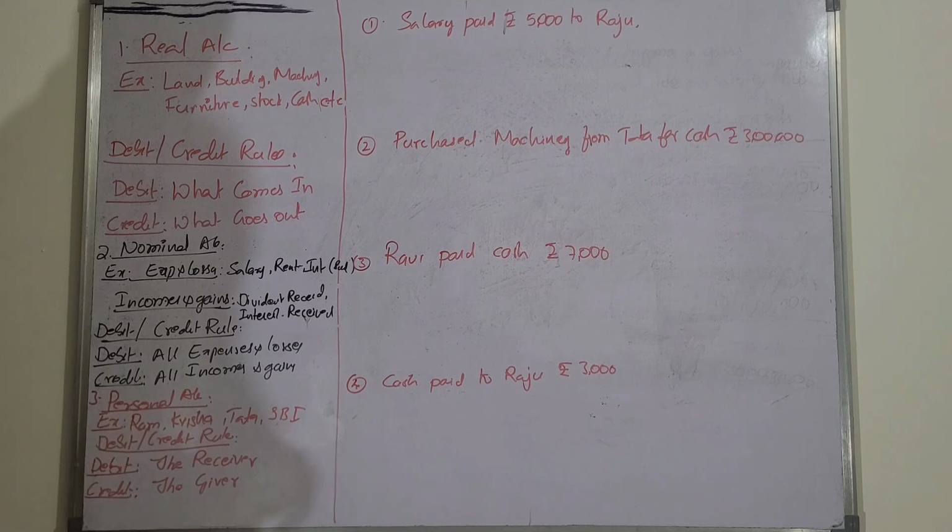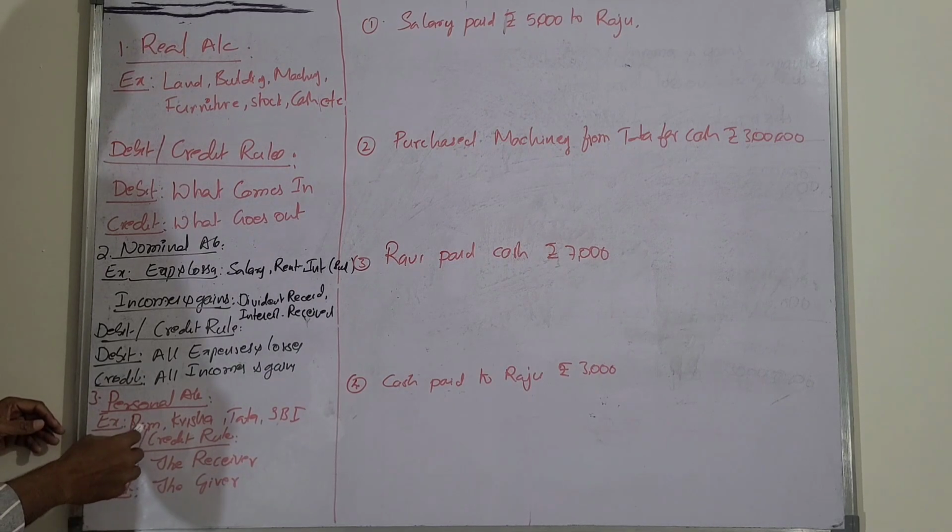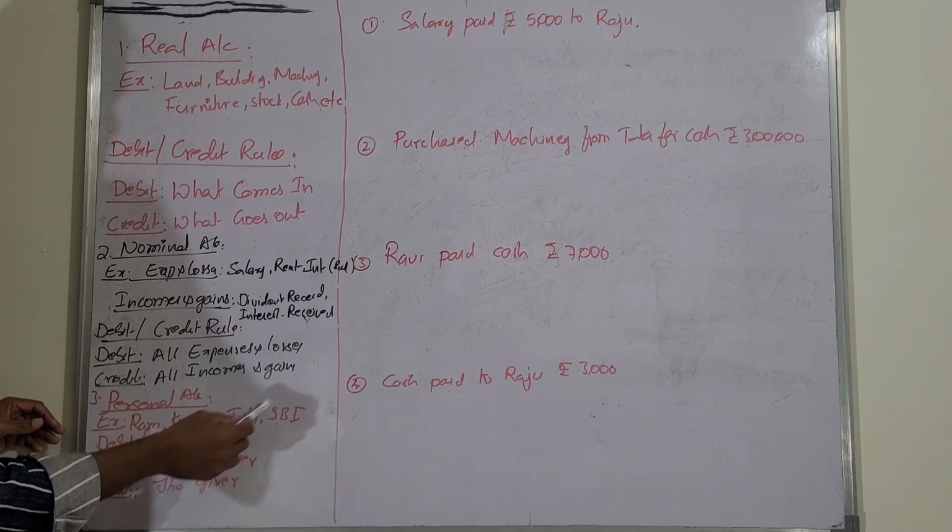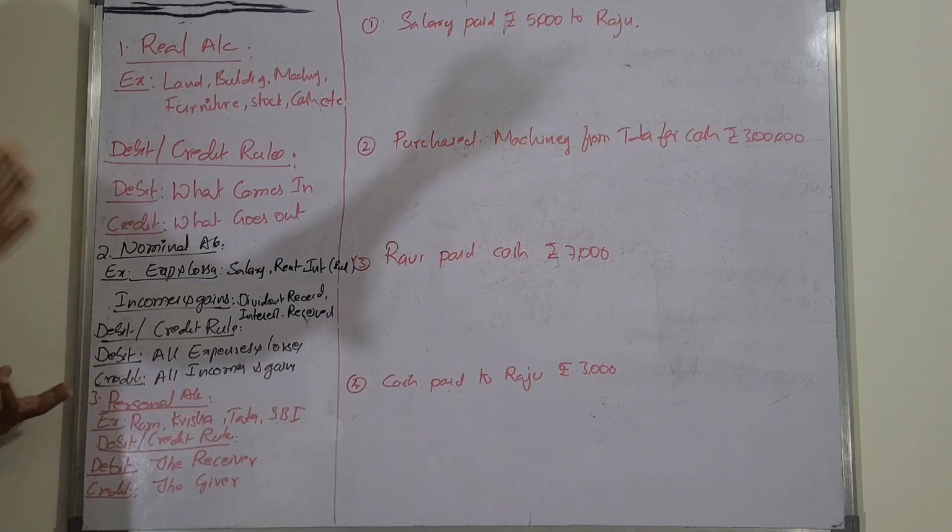Now, personal account. Personal account is related to persons. That may be natural persons, artificial persons, or representative persons. What are the examples of natural persons? Ram, Krishna. And artificial persons: Tata, SBI, HDFC, like that.